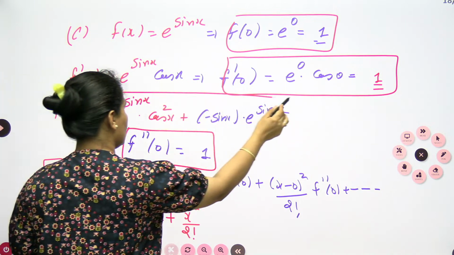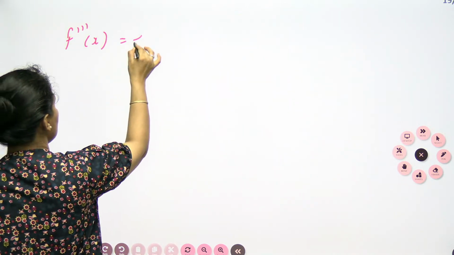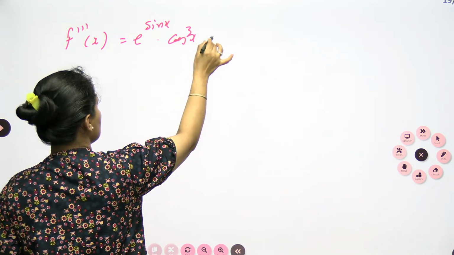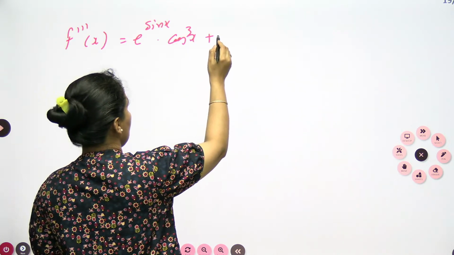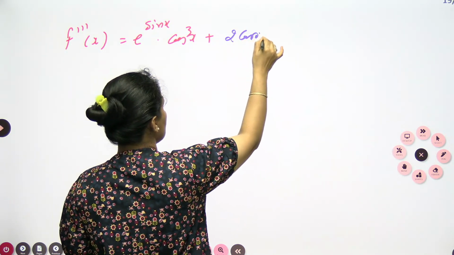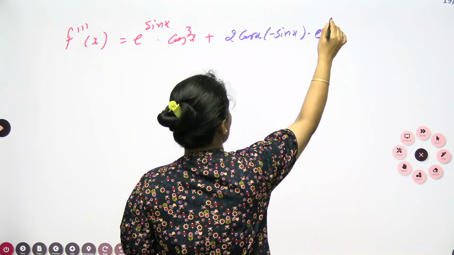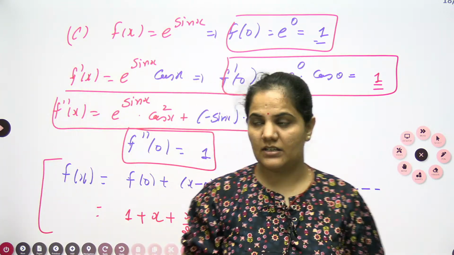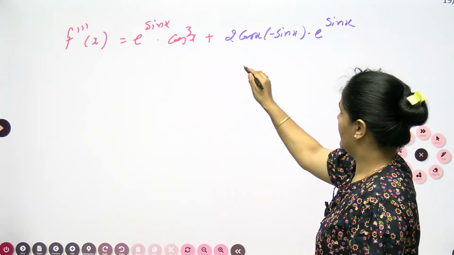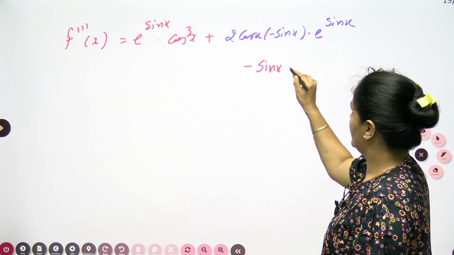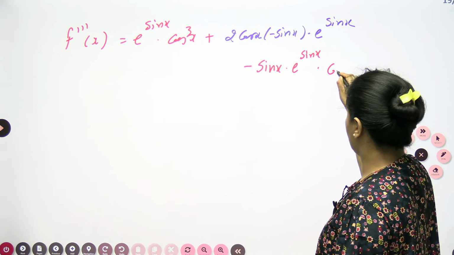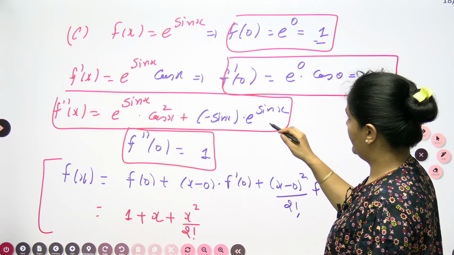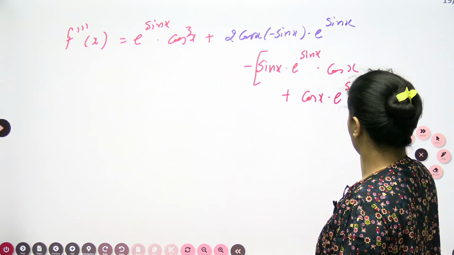So when I go for this one, it will be e to the power sin x as it is, and the differentiation of sin x is cos x, so it will be cos cube x. We already have cos square x, and for the cos square x it will be 2 cos x minus sin x e power sin x. And one more term we have as minus sin x e power sin x. So for this also I need to solve. When I take minus sin x as it is, the differentiation of e power sin x gives cos x, and plus the differentiation of sin x is cos x times e to the power sin x.